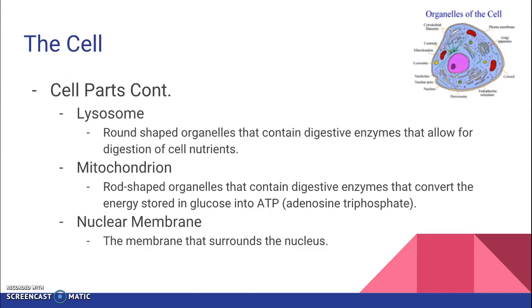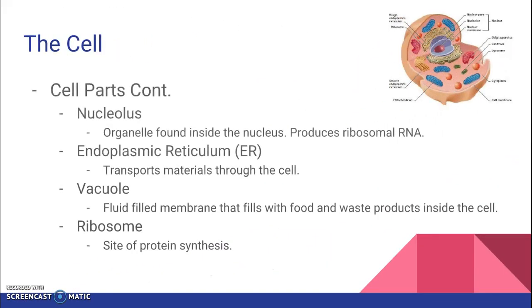The nuclear membrane is the membrane that surrounds the nucleus, very similar to the cell membrane, except that the nucleus has its own protective layer. The nucleolus is actually found inside the nucleus, and this is what produces ribosomal RNA, which gives the cell the ability to divide. The endoplasmic reticulum, or the ER, this is actually your transport system. Okay, so it transports materials throughout the cell.